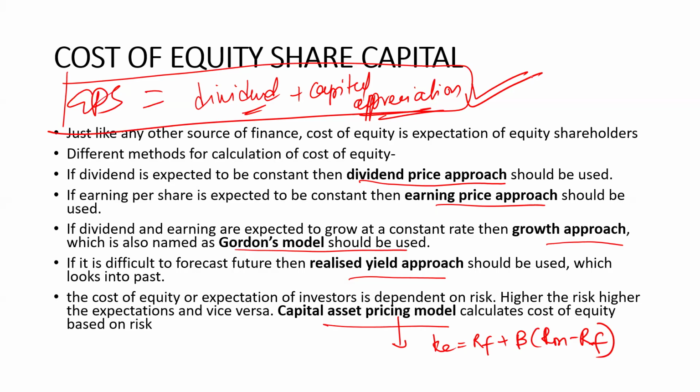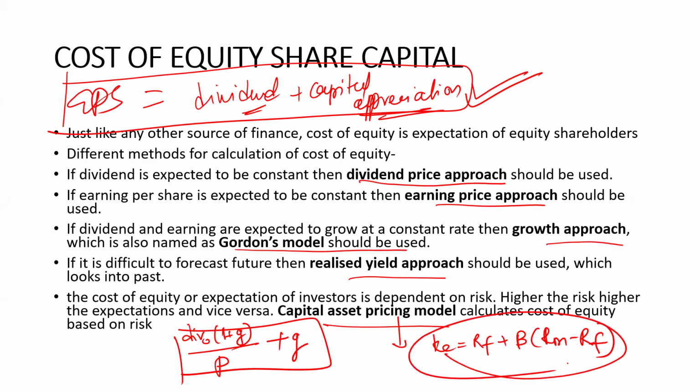If the dividend is expected to grow at a constant rate, then we have something called the Gordon model. The Gordon model is DIV0 times (1 plus growth percent), divided by price, plus G. This is the cost of equity in the case of the Gordon model. Then I'll discuss the realized yield approach and the capital asset pricing model, the formula of which I have already discussed. These will all help you in doing numericals based on cost of equity.